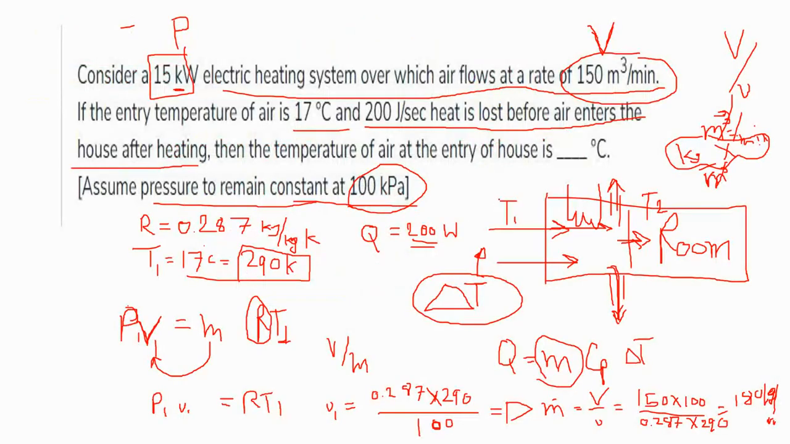So the main fundamental thing is to understand this line: 200 joule per second heat is lost before entering the house and after heating. That means the heater is placed before the room, and heat is rejected just before entering the room. The question becomes easy after that, when you crack this line.